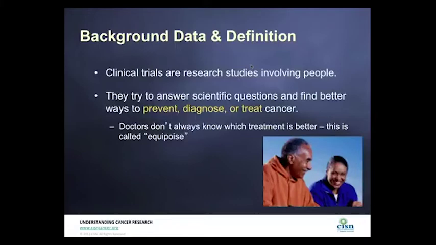So it's a research study that involves people. Remember that big circle on that graphic. What they're trying to answer is scientific questions to find better ways to prevent, diagnose, or treat cancer. Doctors don't know, when it gets out of the translational stage, which treatment is better. Is the standard better, or is this new treatment better? This point is called equipoise.